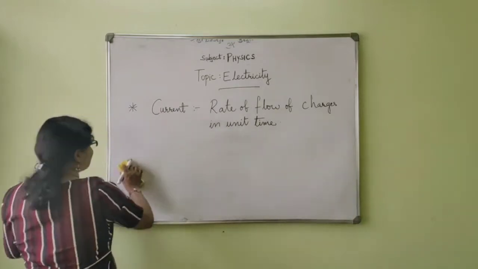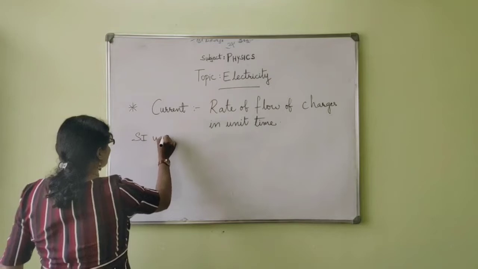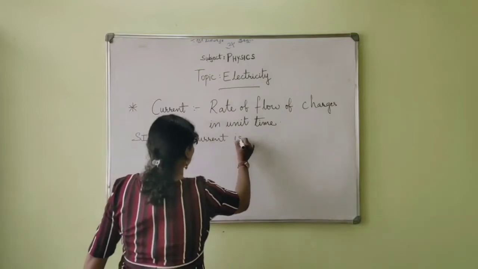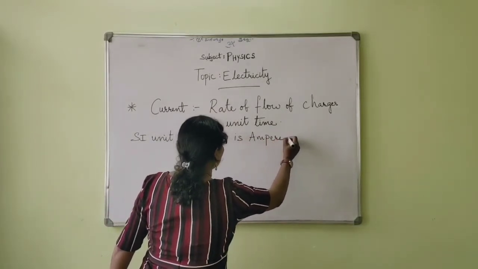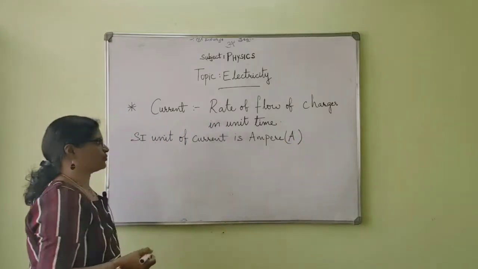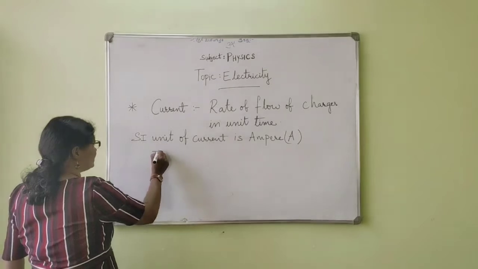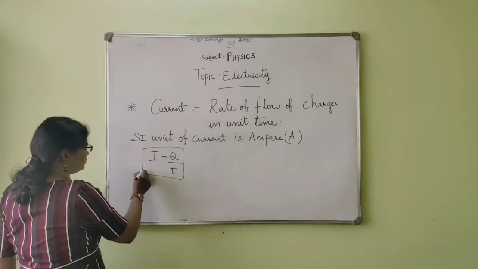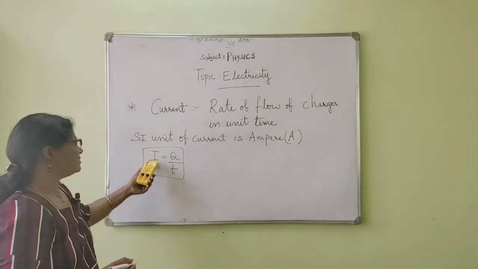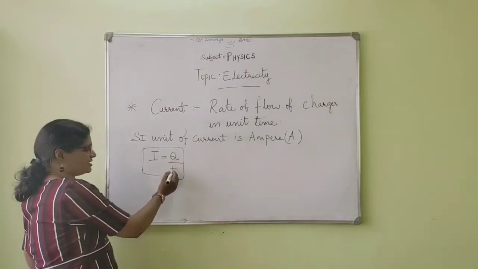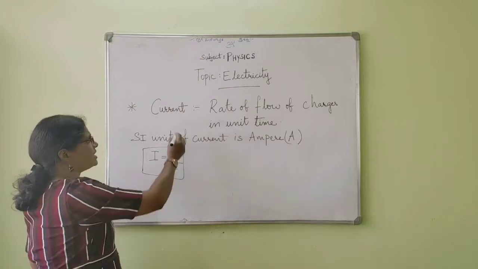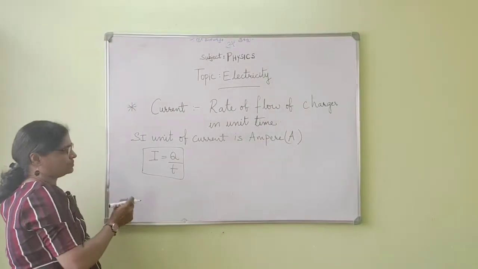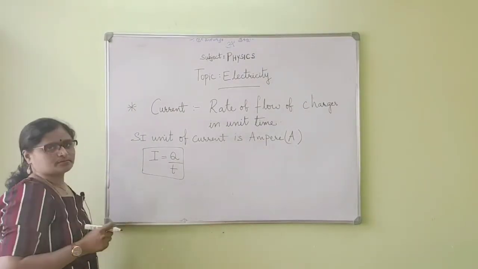Now let us study the SI unit of current. The SI unit of current is ampere and it is represented by the letter A, and the symbol for current is I. I is equal to Q by T. In this formula, I is the electric current, Q is the charge and T is the time. As we have defined current as the rate of flow of charges, current is nothing but the flow of charges in unit time. That is why I is equal to Q by T.